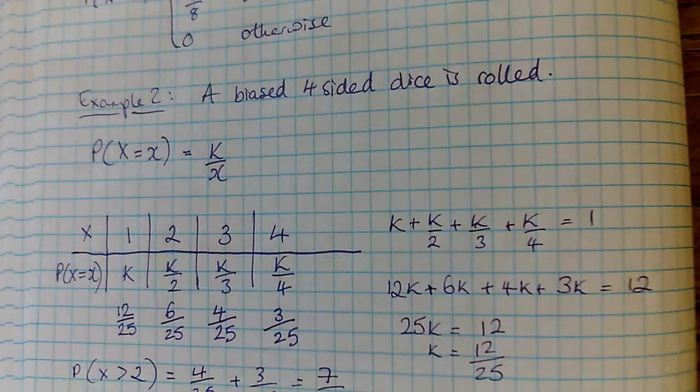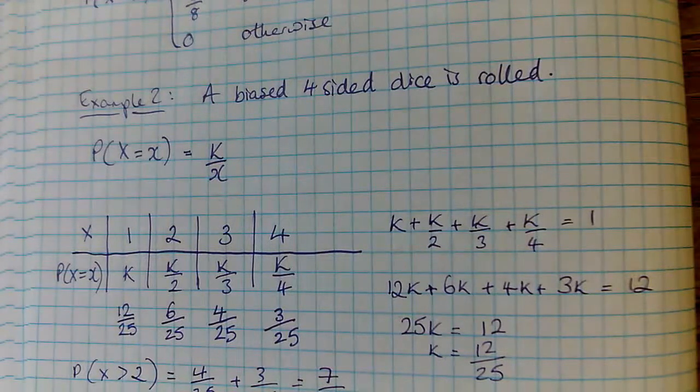So you get 12k plus 6k plus 4k plus 3k equals 12 when you multiply every single term by 12. Add up the number of k's on the left hand side, that means we've got 25k equals 12. So then k is 12 over 25.